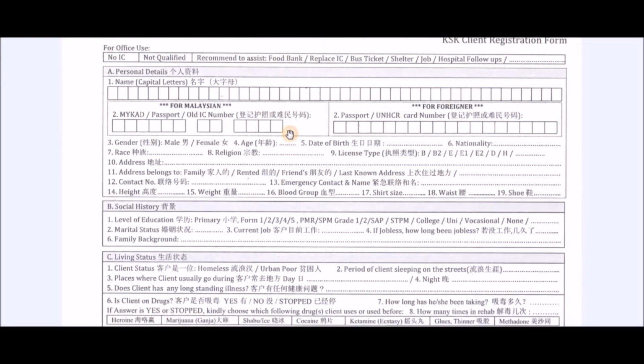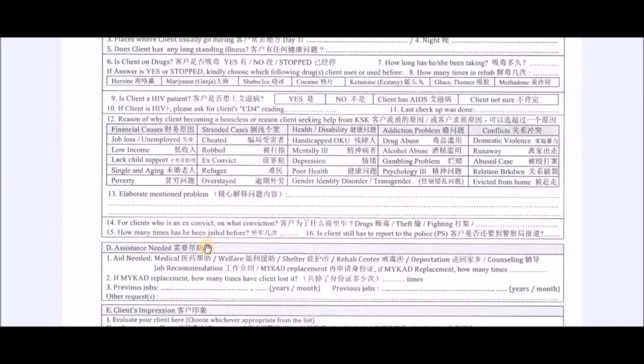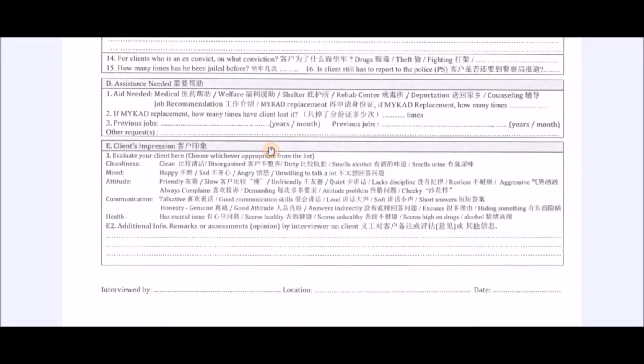As you can see on the screen, this is the whole Kachara registration form over here. It has 5 sections: Section A, Section B, Section C, Section D, and Section E. And finally, there are 3 sections down here which you need to fill if you are the interviewer. If you are the interviewer, you need to fill in your name here, your location of the interview here, and finally the date. So let's move on to the tutorial.